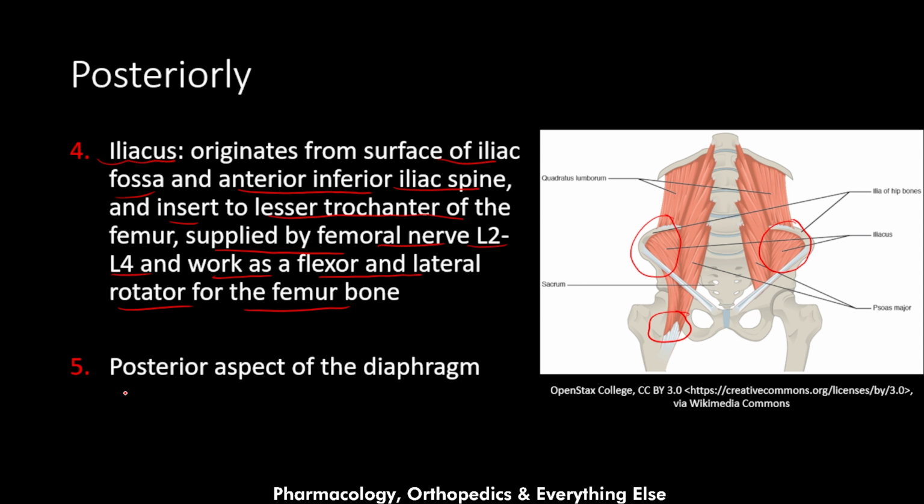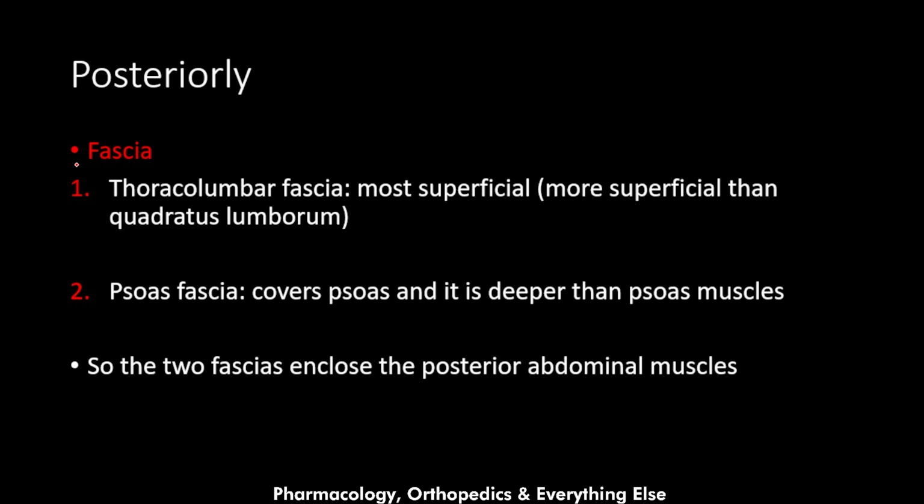The fifth muscle is the posterior aspect of the diaphragm, which is present on the superior part of the posterior abdominal wall. We also have fascia posteriorly. The fascia include the thoracolumbar fascia, which is the most superficial fascia, and it is more superficial than the quadratus lumborum. And we have the psoas fascia, which is the deepest fascia. It covers the psoas, and it is deeper than the psoas muscles. So the two fascias, the thoracolumbar fascia and the psoas fascia, enclose all the posterior wall muscles.